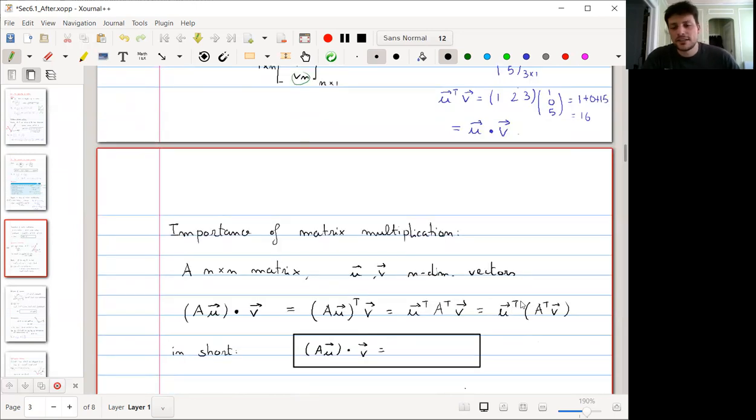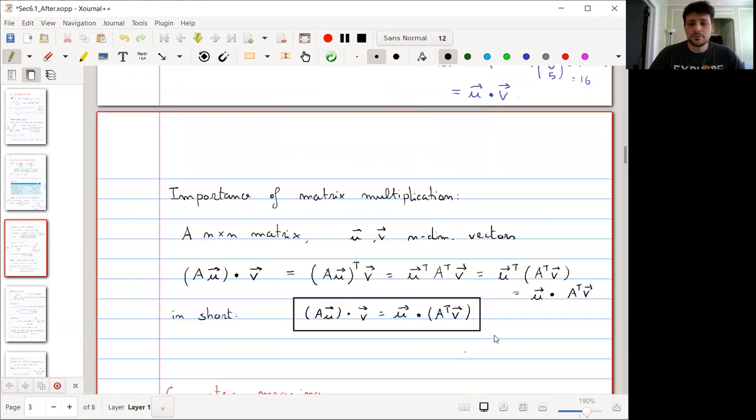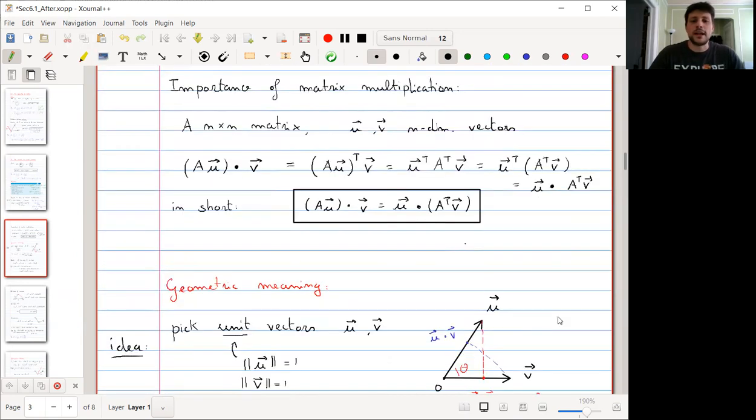But when I write that like this, that's the same as saying that I'm dotting the vector U no longer with V, but with A transpose V. And I'll summarize that in this box over here. AU dot V is the same thing as U dot A transpose V. So some people refer to this property as the fact that you can move matrices across the dot product, but you have to transpose them. Okay.